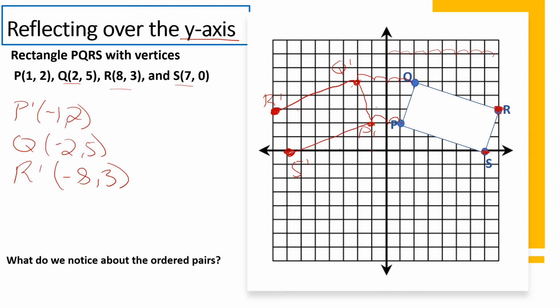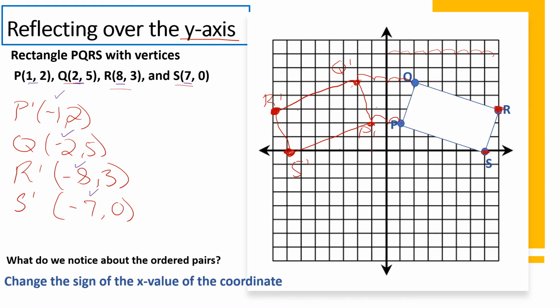All right. And again, that is my image. And S prime would be (-7, 0). So what do we notice about the ordered pairs? Well, if you look here, my x value is 1, it changed to -1. The x value for Q is 2, it changed to -2. R was 8, changed to -8. And S is 7, it changed to 7. So we can conclude that we want to change the sign of the x value of the coordinate when we are reflecting across the y-axis. Okay.